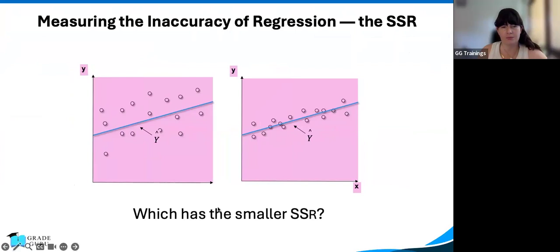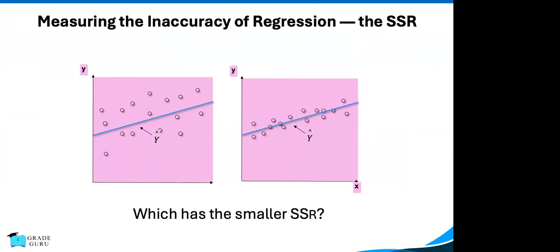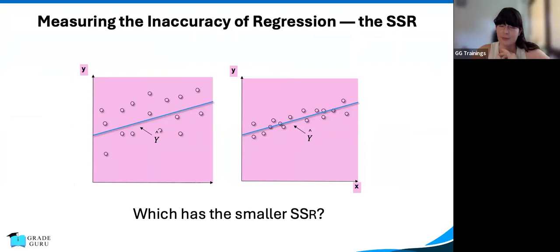Okay, you tell me which of these two scatter plots has the smaller SSR? The right one. Yeah, the right one. Okay, because you can see the dots are closer to the line, which means the line is predicting the data more accurately. Your prediction errors will be smaller, which means your SSR will be smaller.